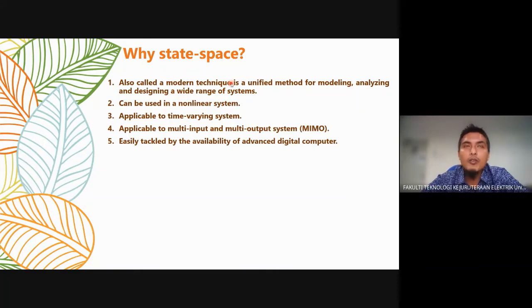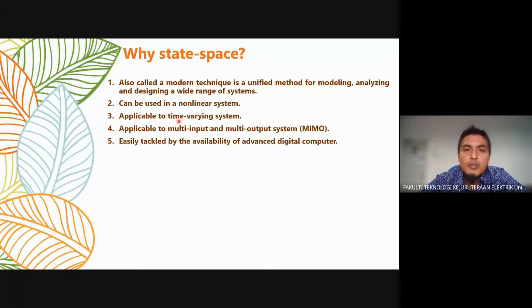For your controller design, if you are working in the industry, or to be a researcher, master or PhD student. It's a unified method for modeling, analyzing, and designing a wide range of systems. This is the keyword, a wide range of systems. So state space can also be used in nonlinear systems. If you still remember, in control 1, you only learned about linear systems, not nonlinear systems. That's why in this course, Dr. Siti Mahanis will teach you nonlinear systems.